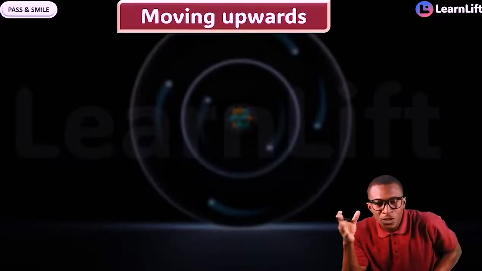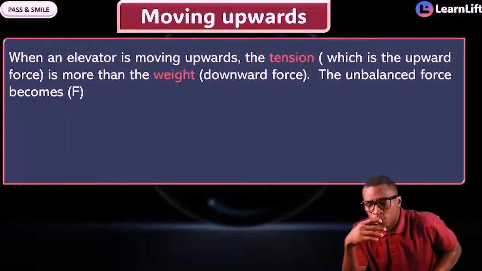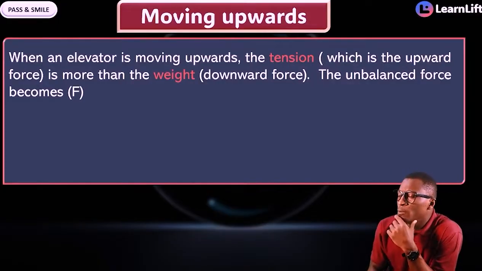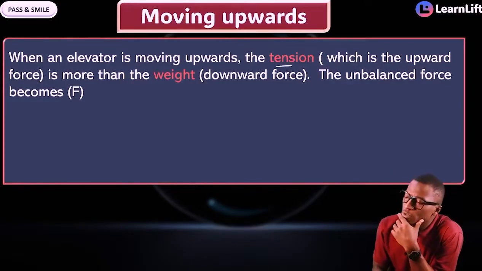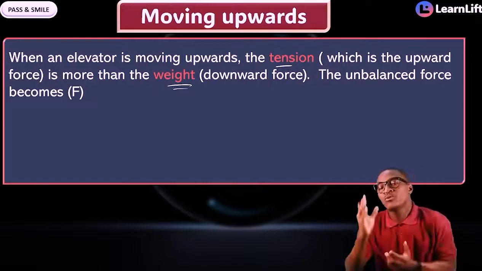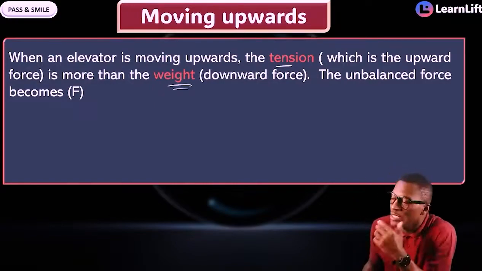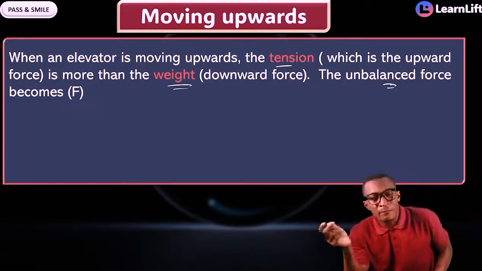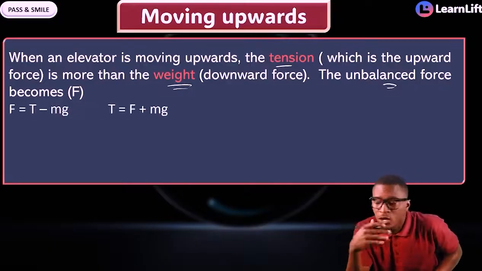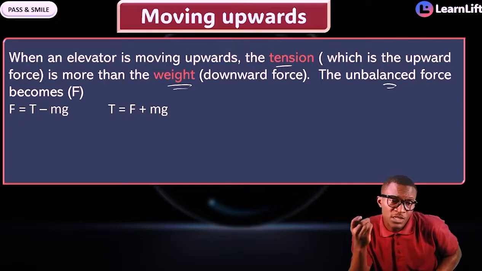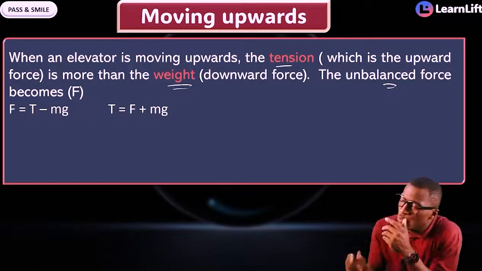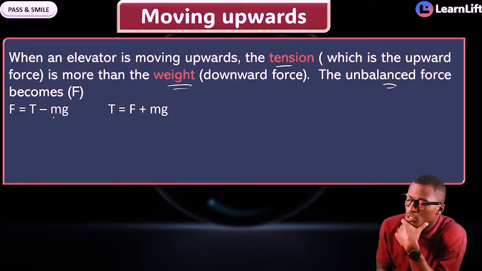Enjoy. So you can see, we said that if a man is moving upward, when the elevator is moving upward, the tension, which is the upward force, is more than the man's weight. That is, the upward force is greater than the downward force. Therefore, there's an unbalanced force. And what would that unbalanced force give us? We said that the unbalanced force will give us F is equal to T minus W, where W is the weight, which is W is equal to mg.